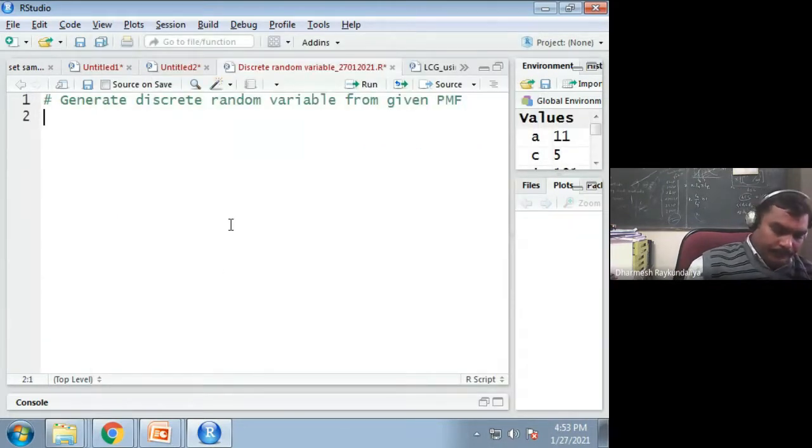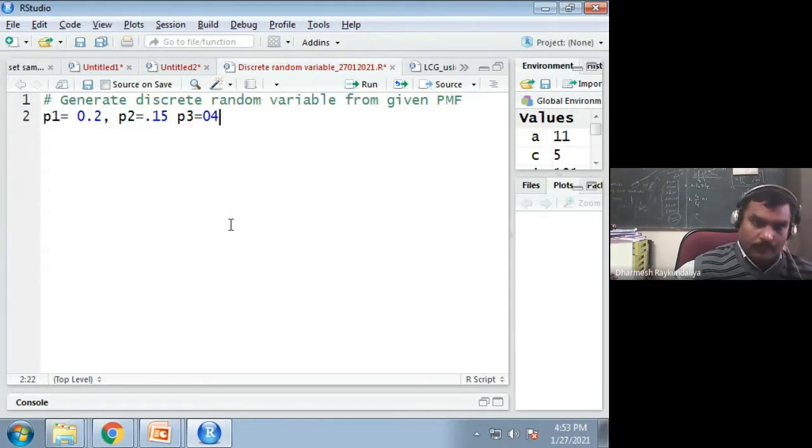So we are given that P0, P1 equal to 0.2, P2 equal to 0.15, P3 equal to, sorry, P3 equal to 0.25, and P4 equal to 0.40.